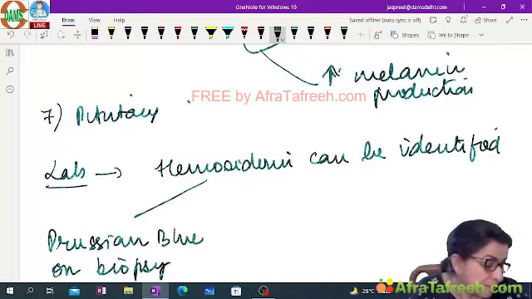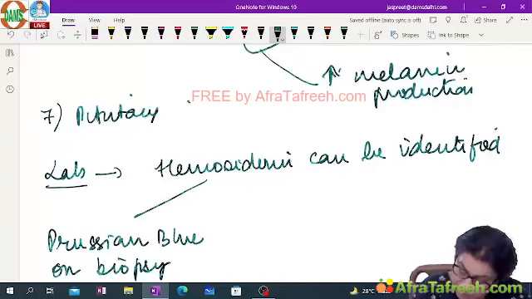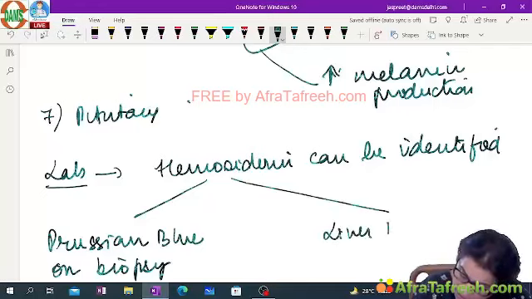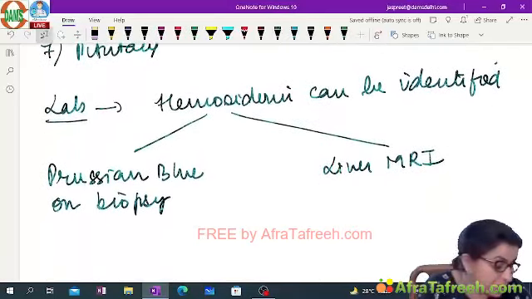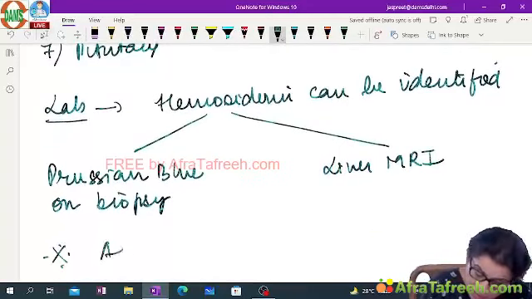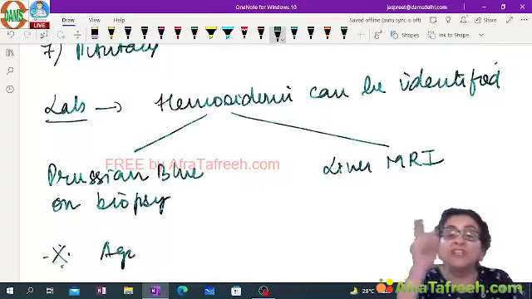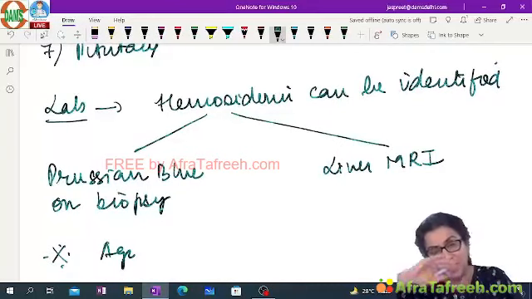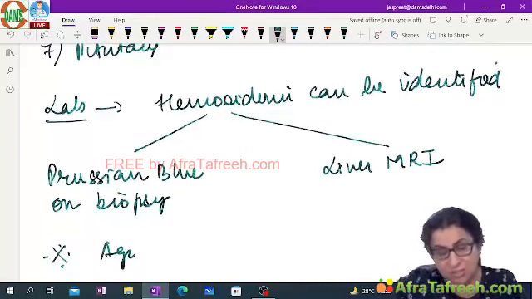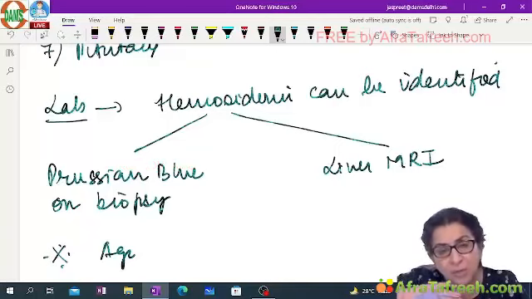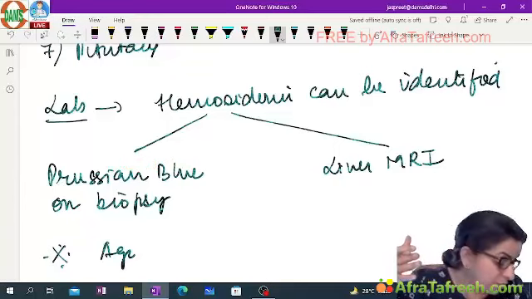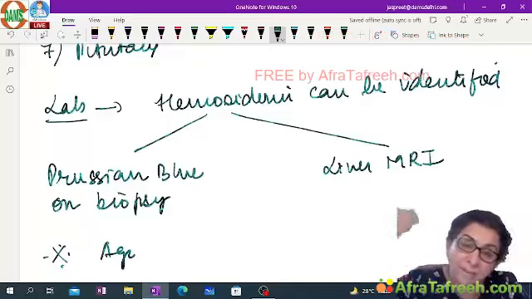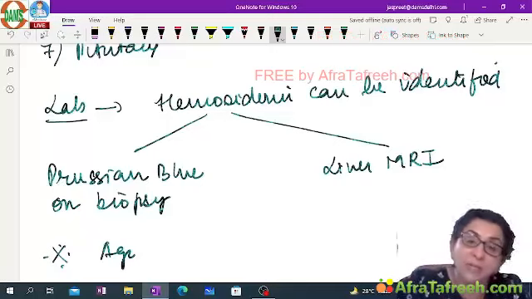And second, hemosiderin can also be identified on liver MRI, as well as Prussian blue staining. Okay, now we have seen the features. Age at which the patient will present: patients will present after the age of 40, because as the child with this autosomal recessive disorder, hemochromatosis, grows, slowly iron will go on accumulating in the body, and presentation will occur after 40 years of age, when the total body iron goes more than 20 grams.